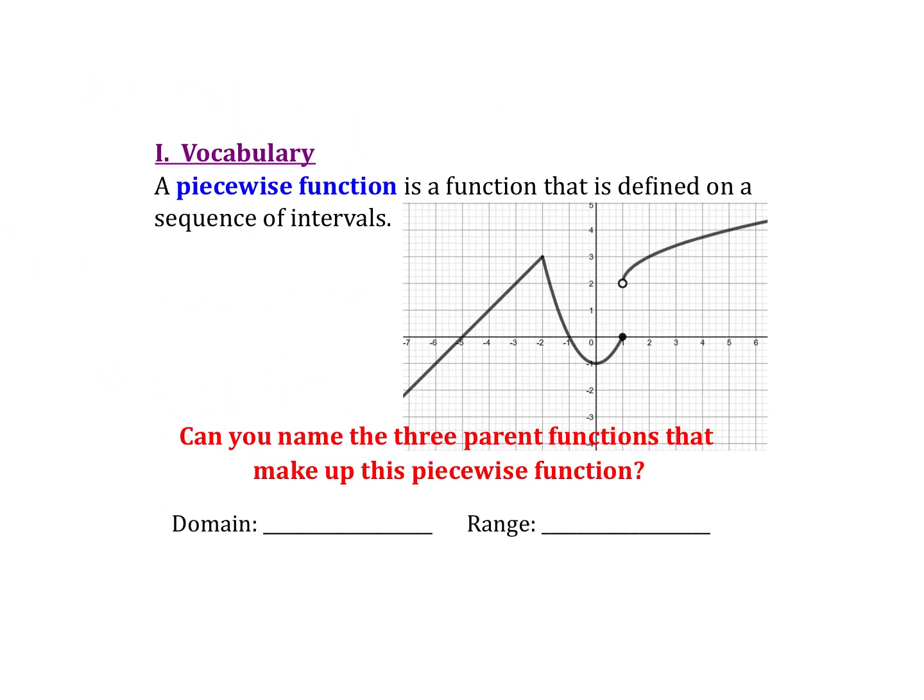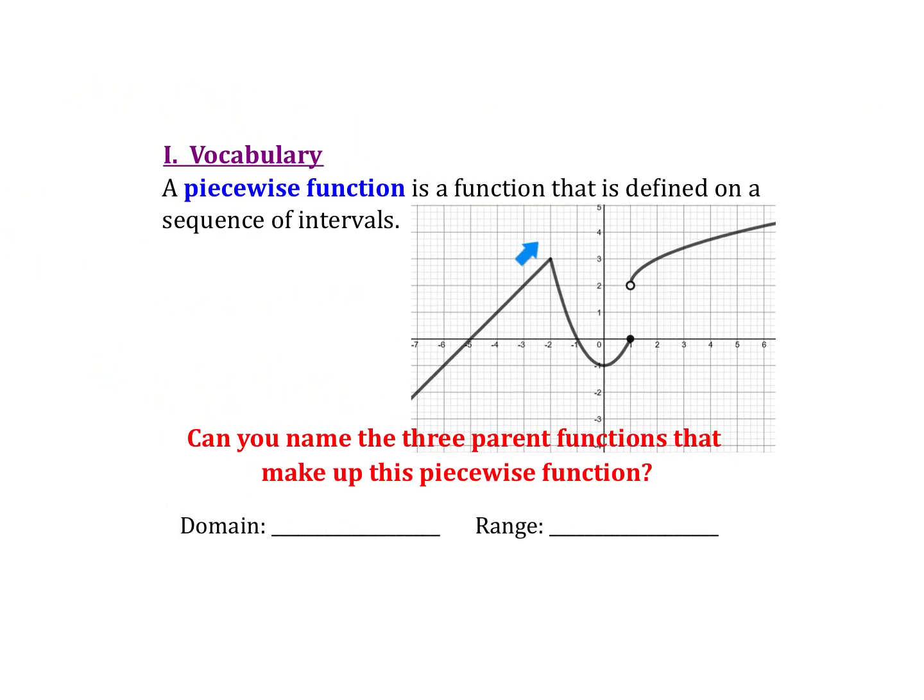A piecewise function, I like to call these Frankenstein functions, is when you have different components of different functions all smushed together on one graph. One thing to keep in mind though with a piecewise function is it does have to maintain its function status, meaning it passes the vertical line test, which is why you will never see two filled in dots directly above one another.